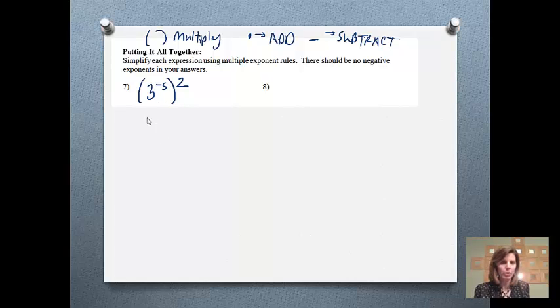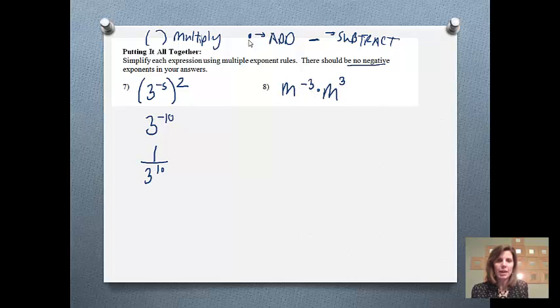All right, so here we're going to multiply. We're going to get 3 to the negative 10. And then it says there should be no negative exponents, so we know to rewrite this with a positive exponent. This is going to end up being 1 over 3 to the positive 10. All right, example 8, we have m to the negative 3 times m to the 3. I know that if I have multiplication, we get to add our exponents. So negative 3 plus 3 will be 0, so I get m to the 0. And then I get to use the property that says anything raised to the 0 power will be 1. So my answer will be 1.